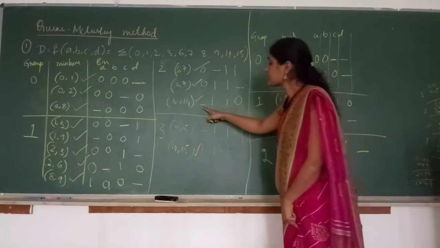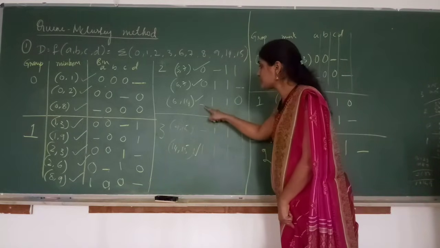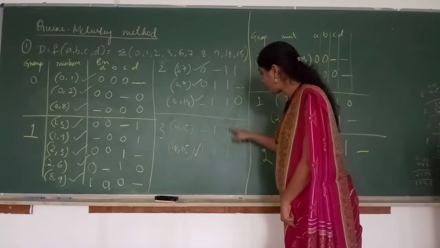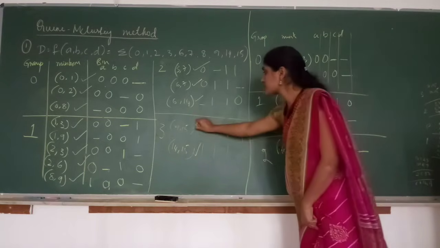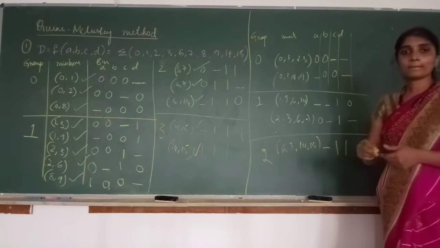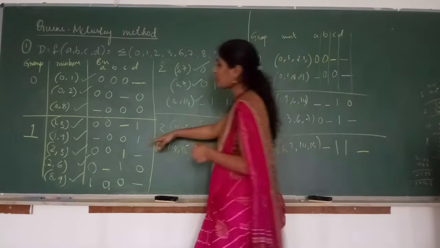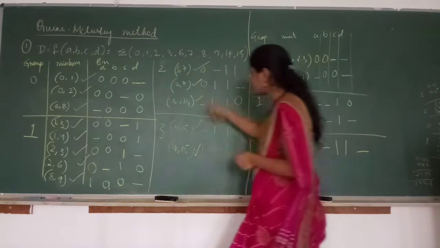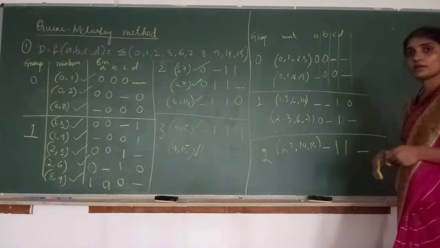Start 6, 14. Dash, yeah, dash is in the same position. 1 dash. So 6 7, 6 14, 7 15 already grouped, so tick. So in this particular table all the mean terms are ticked. So we have written the next table.